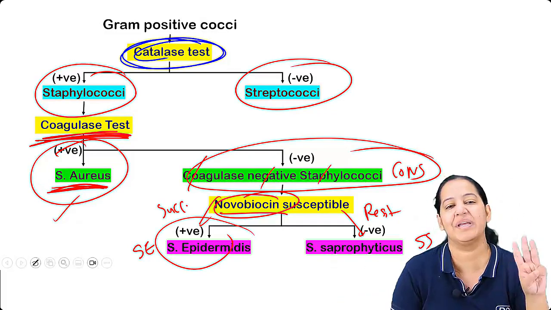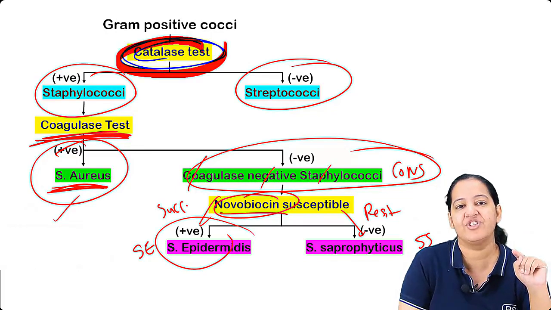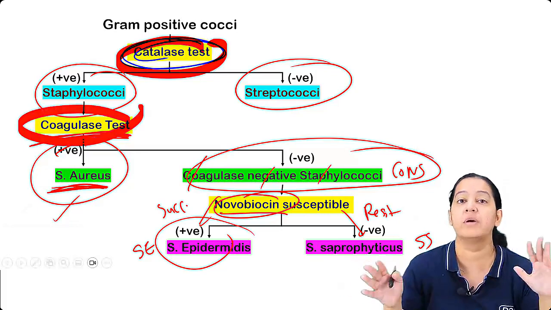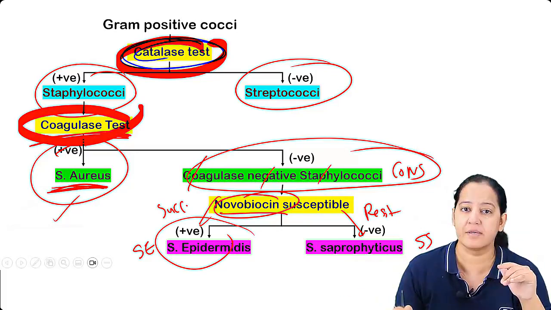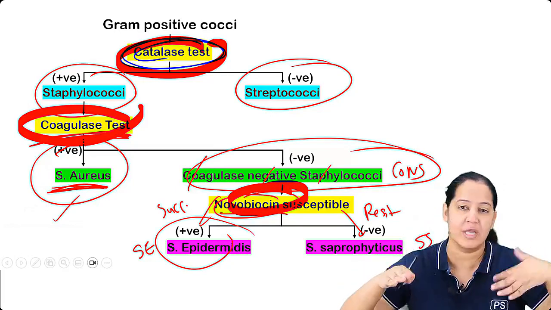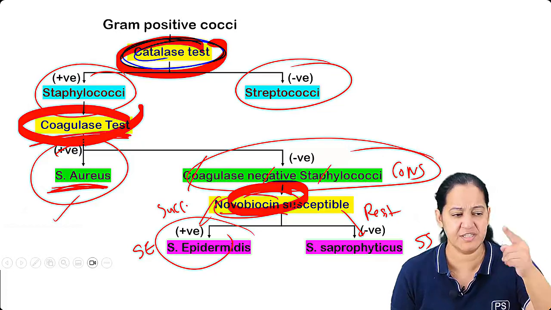So there are 3 tests. People, concentrate on your screen. Catalase differentiates what and what? Say, ma'am, staph and strep. Coagulase differentiates what and what? Staph aureus from others. And novobiocin differentiates what and what? The two CoNS, epidermidis and saprophyticus. Did you understand my point? Which test is differentiating what?